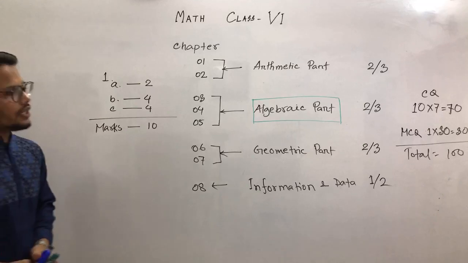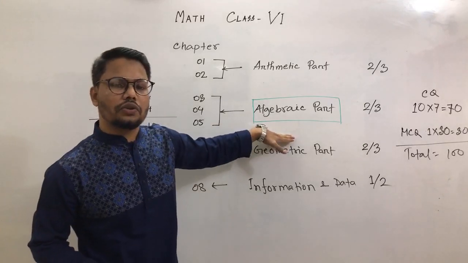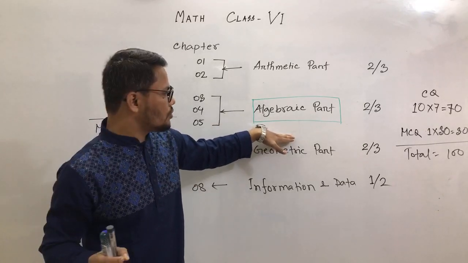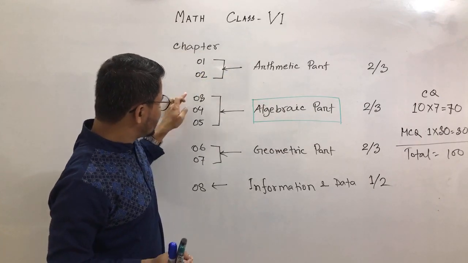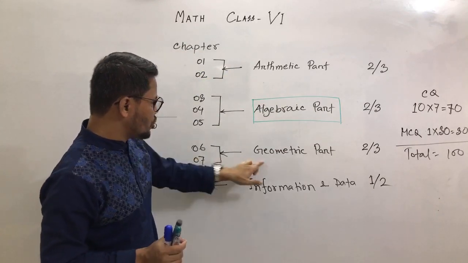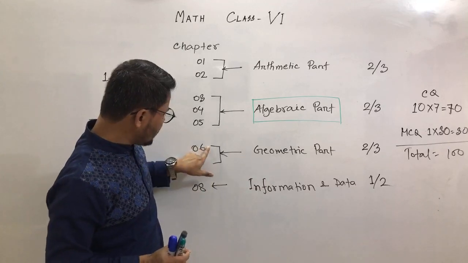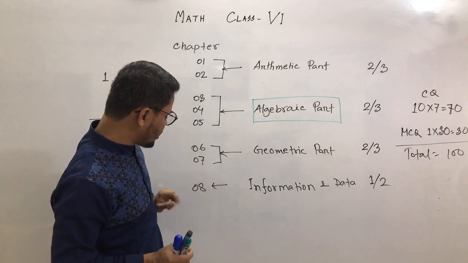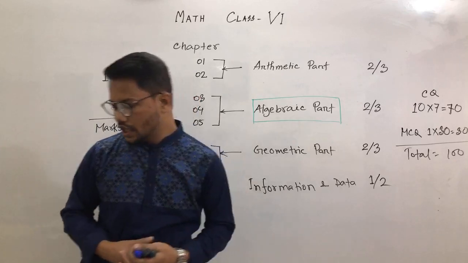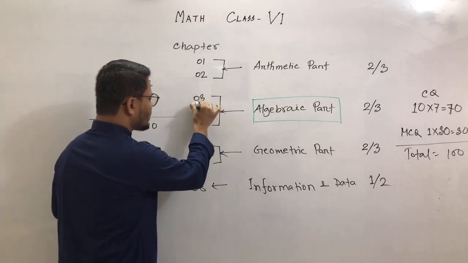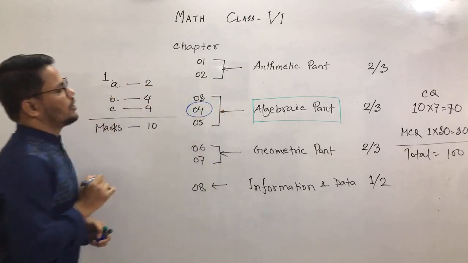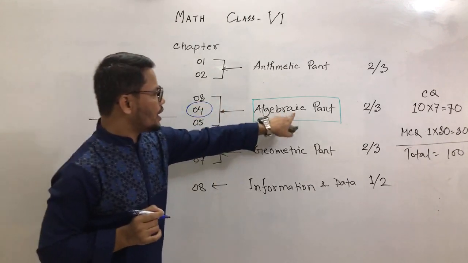Okay, sir. So you can note it down in your academic classwork copy. Chapters 1 and 2 are the arithmetic part, this is the algebraic part 3, 4, and 5, 6, 7 are geometry part. The geometry, this is theorems related, this is construction related, and data and information. So inshallah, today we will discuss chapter 4, the chapter 4 from the algebraic part.